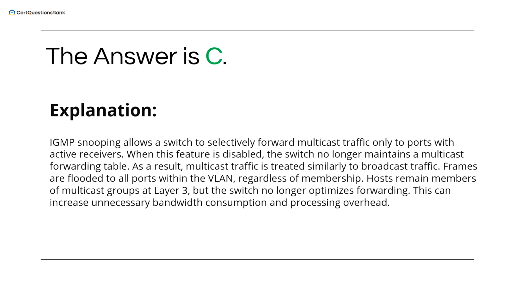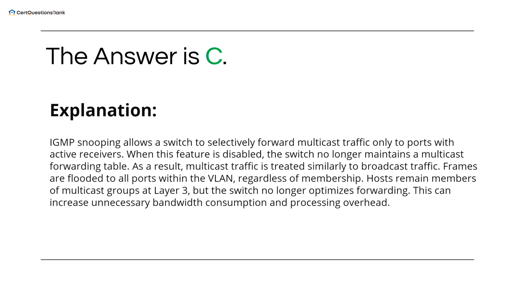The answer is C. IGMP snooping allows a switch to selectively forward multicast traffic only to ports with active receivers. When this feature is disabled, the switch no longer maintains a multicast forwarding table. As a result, multicast traffic is treated similarly to broadcast traffic.